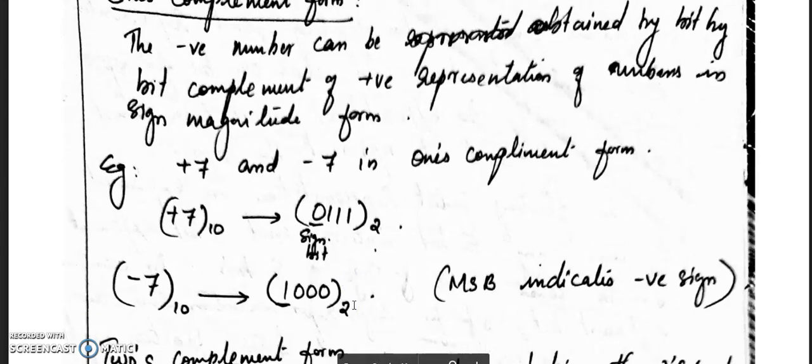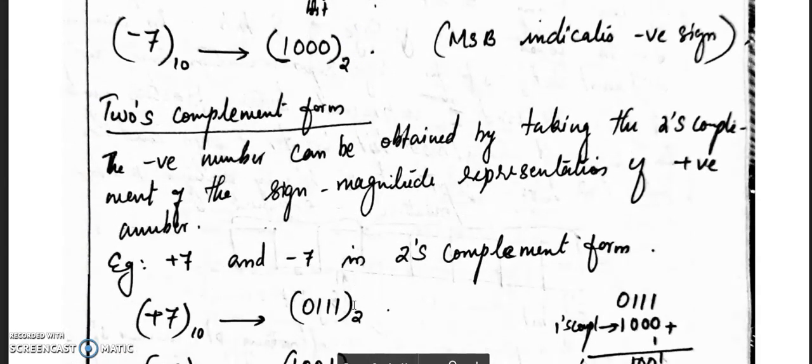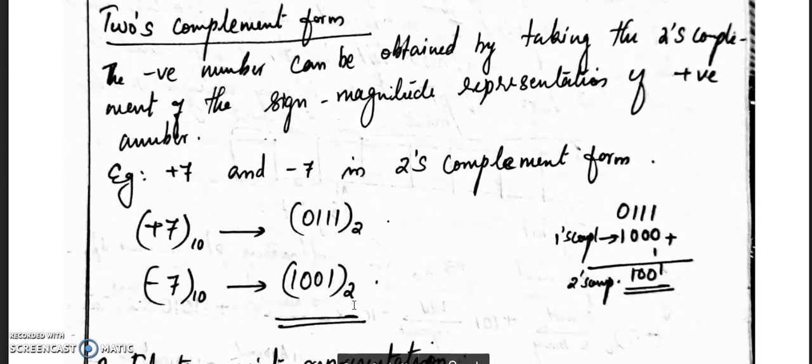Okay, again, next one is the 2's complement form. In 2's complement form, the negative number can be obtained by taking the 2's complement of the sign magnitude representation of the positive number. Again, plus 7 and minus 7. How can you represent plus 7 in 2's complement method? Plus 7 is as it is in sign magnitude form. So 0 is the sign bit, then 111.